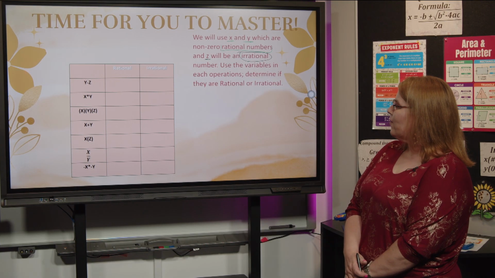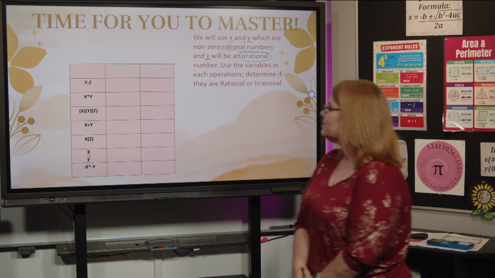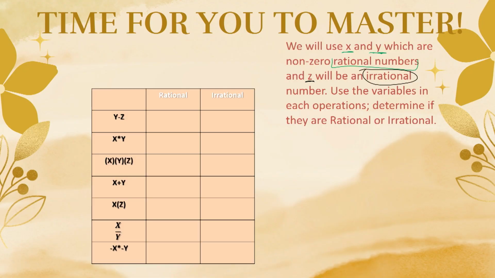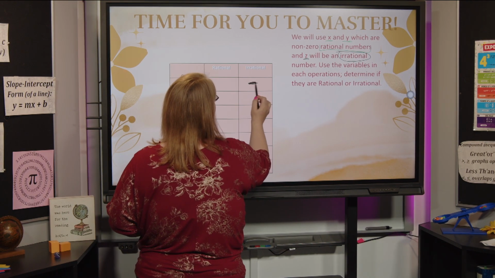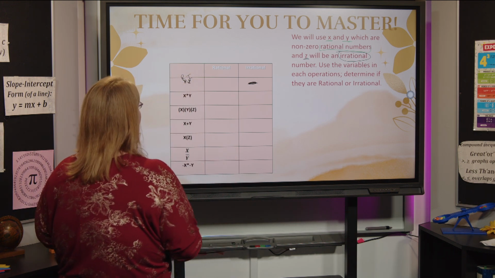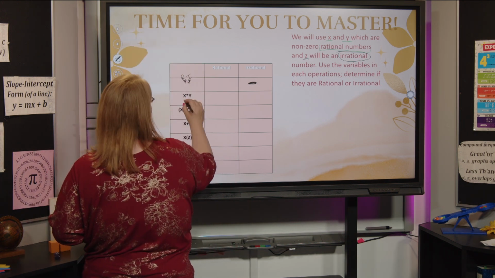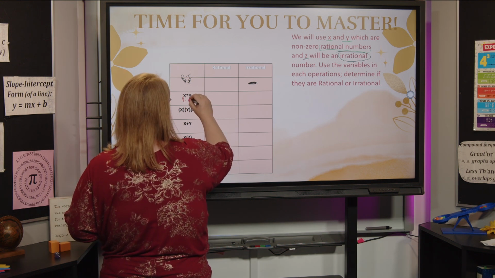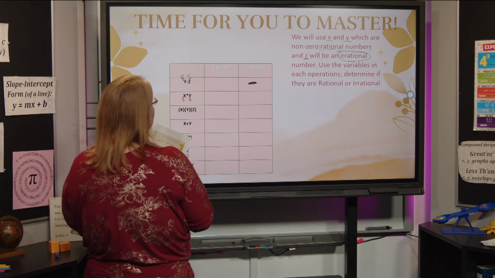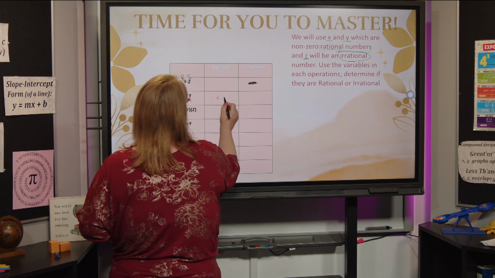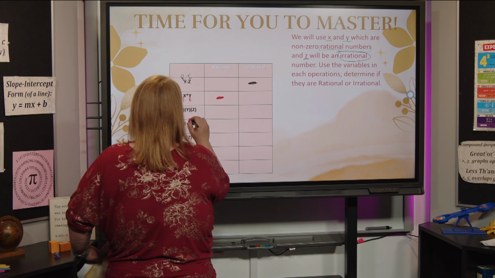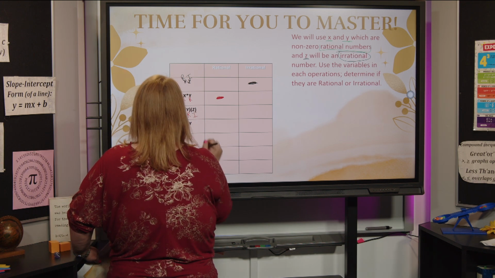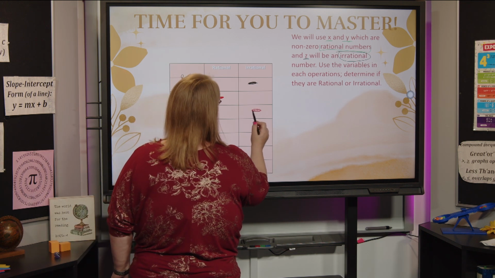All right, so let me see what I can do. You check my work. So y is rational, z is irrational. Well, when I subtract them, I am always going to get irrational. All right, so x we said was rational, y is rational. And when I multiply rational times irrational, I'm always going to get a rational number. So I have rational times irrational. Yes, I am going to get irrational.